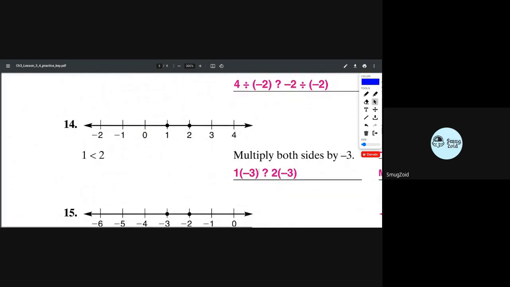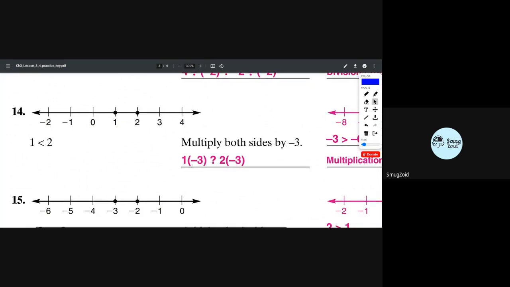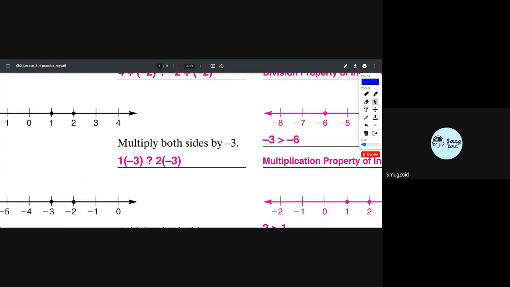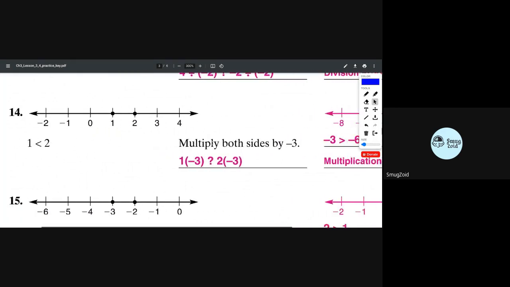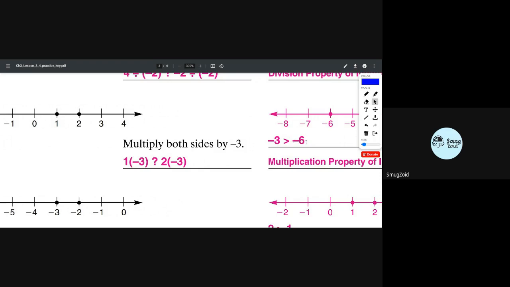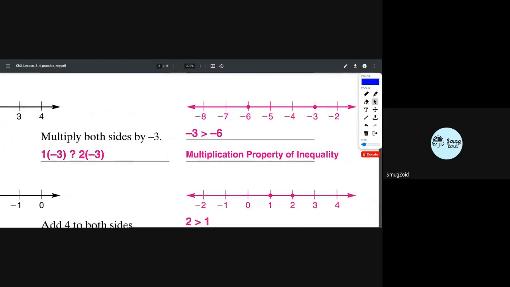Nice. Now you're going to multiply by a negative number. This always flips the sign. So 1 is less than 2. If I multiply it, remember, 1 times -3 is going to be -3, and 2 times -3 is going to be -6. So the sign is going to flip, because -6 is smaller than -3. 1 is less than 2, now it's going to be -3 is greater than -6. It's going to change it.